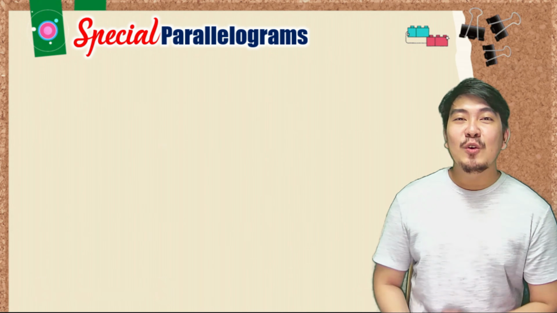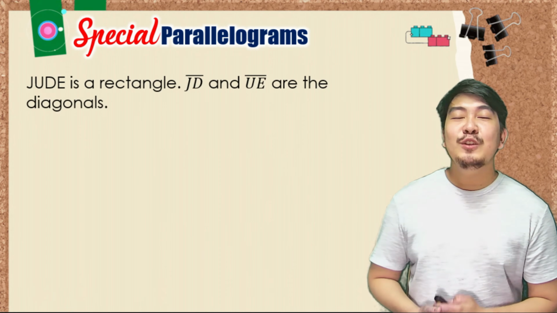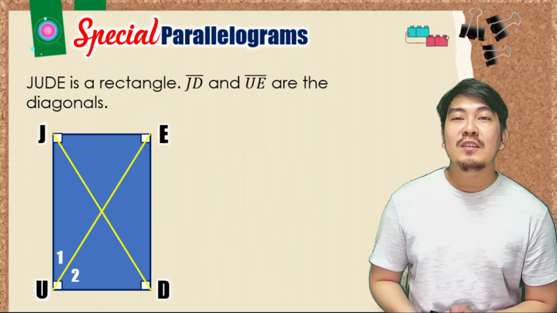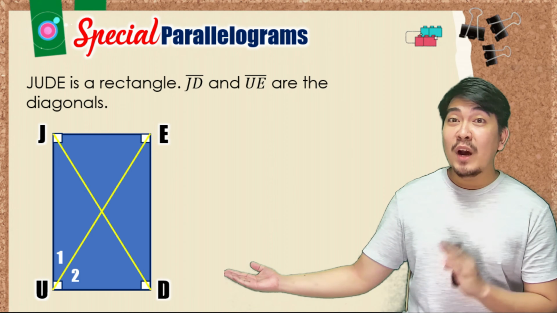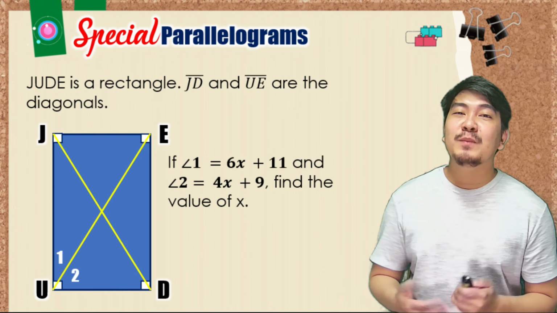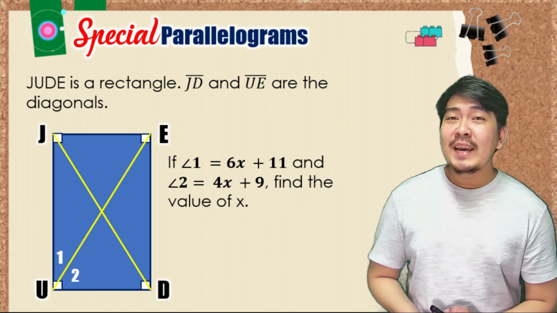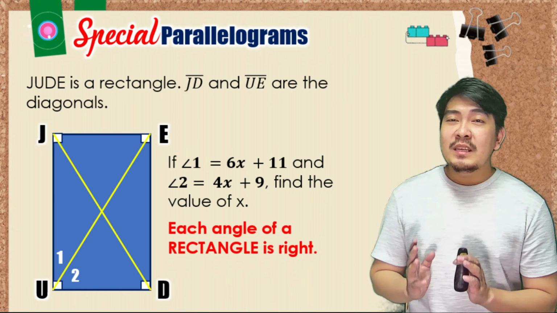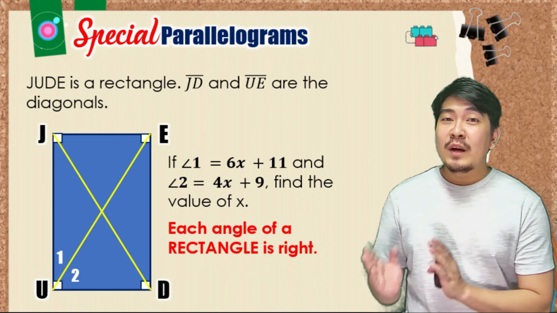So let us now go to another problem related to rectangle. So again, JUDE is a rectangle, segment JD and segment UE are the diagonals. So if you can see, we have here the given, we have angles 1 and 2. So if angle 1 is equal to 6x plus 11 and angle 2 is equal to 4x plus 9, find the value of x. So let us now have the property na pwede natin gamitin to relate the two given. So that will be angle 1 and angle 2.